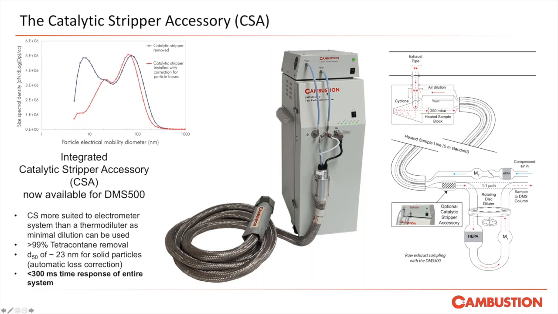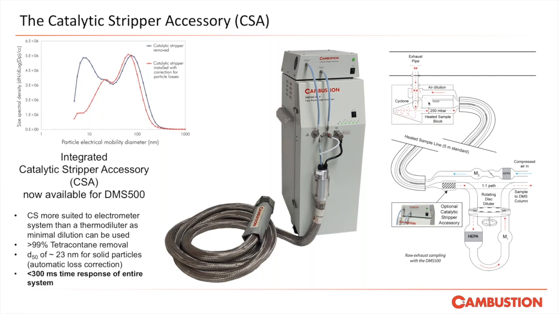The catalytic stripper accessory fits in topologically to our existing dilution system. So this is the existing dilution system on the DMS. You have this primary dilution, which is at the end of the heated line here, which is connected as close as you can to the exhaust pipe. Just a short length of stainless steel tube to allow the temperature to reduce down if it's very, very hot in the exhaust. We have a primary dilution of a factor of 5 in here, which stops condensation.